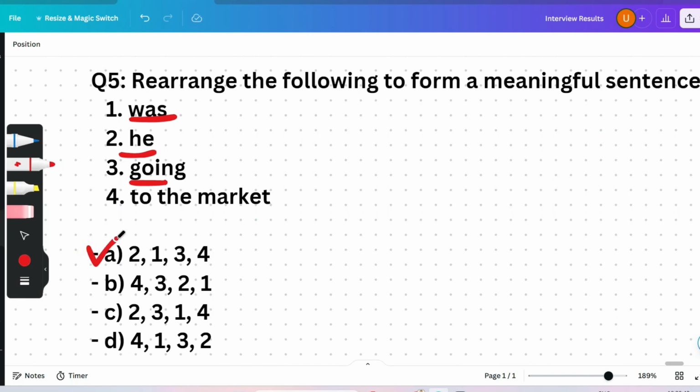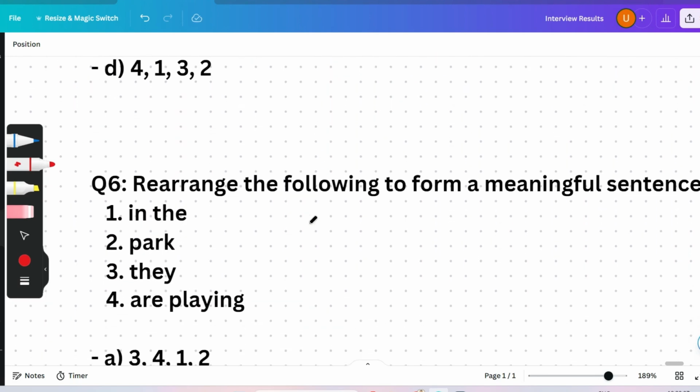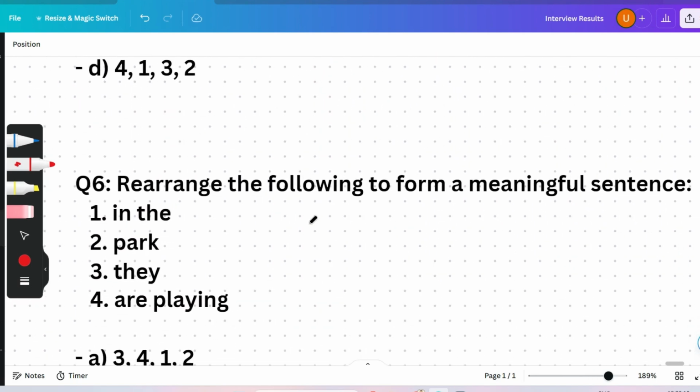So actually you have to maintain the order of the sentence, like at first subject, then verb, then object, okay, and so on. So you have to just fulfill this criteria. So let's go to the next question, that is this. Rearrange the following to form a meaningful sentence again. So in the park they are playing, okay.